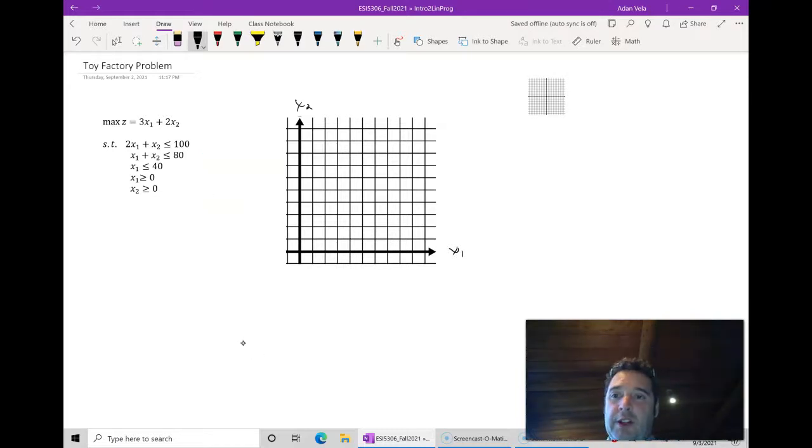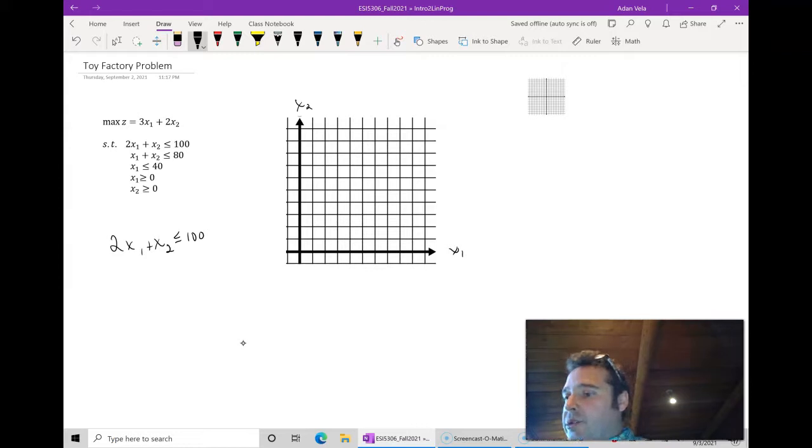Basically, we want to draw the lines and then figure out which side of the line satisfies the constraint or does not satisfy the constraint. So to start, we'll start with this first constraint here: 2x1 plus x2 is less than or equal to 100.